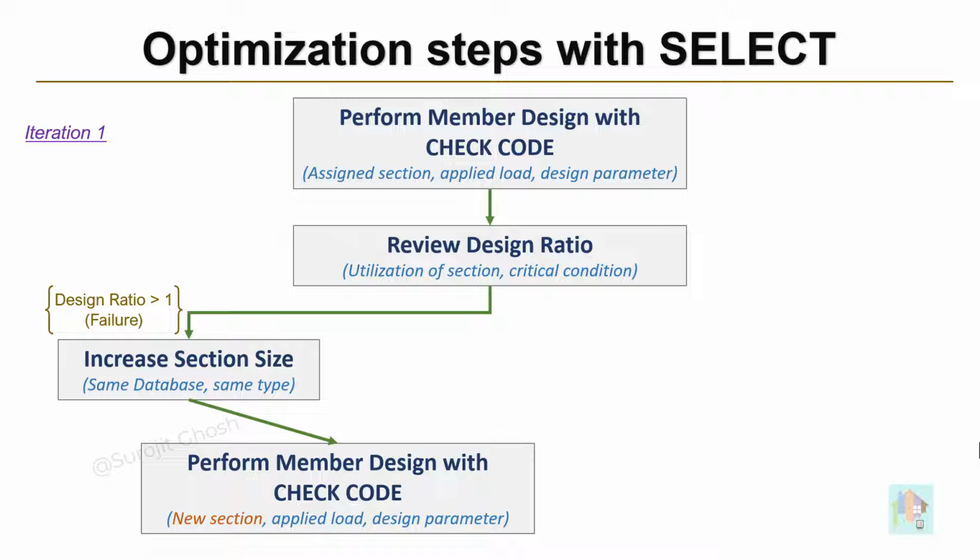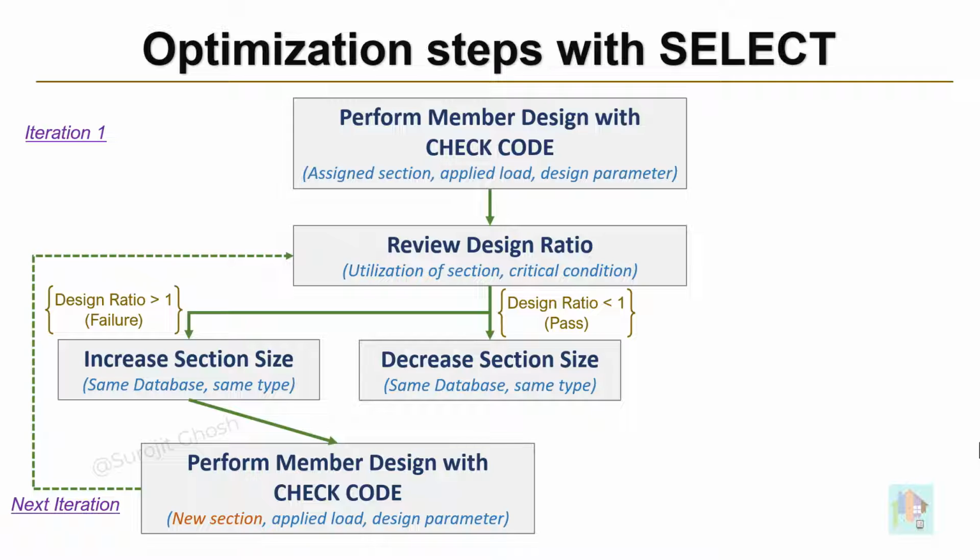After selecting the next heavier section, the program performs member design again with that modified section. If this new section also fails, it selects another higher section of that type. If the utilization ratio falls under 1, like 0.7 or 0.8, it indicates the section is not utilized properly. Capacity is higher than the demand.